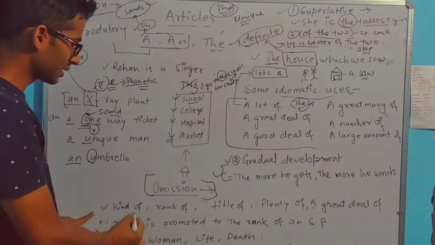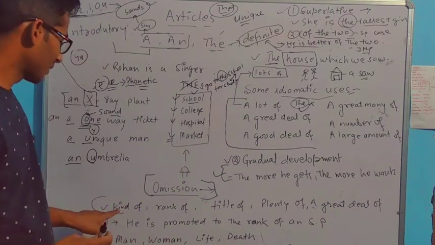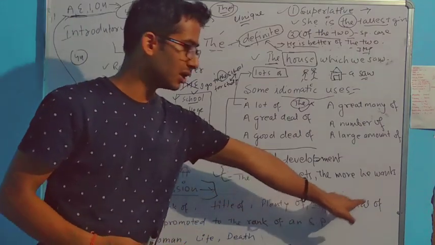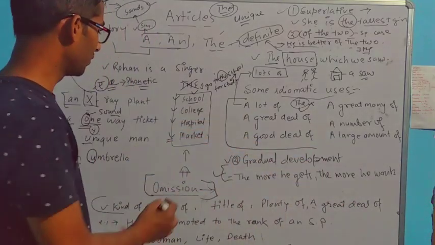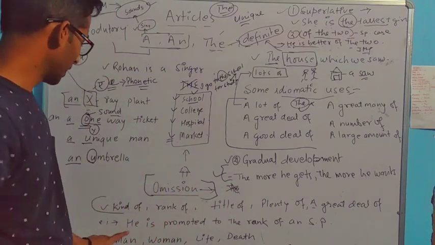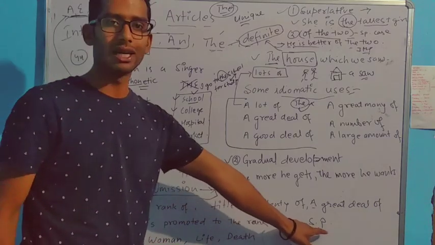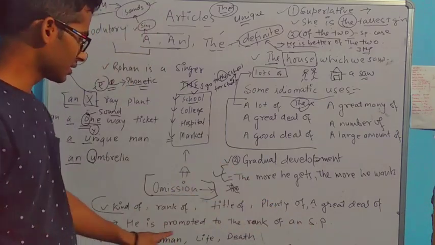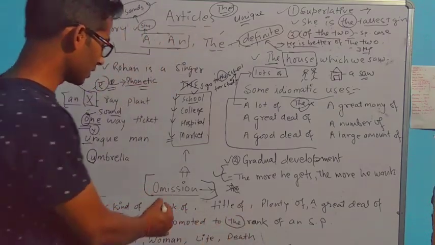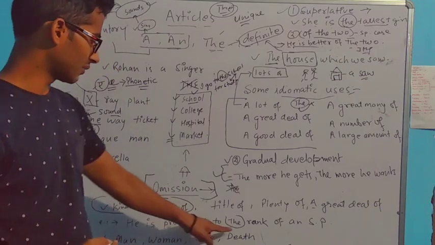Now another one is you need to remember these words where you need to omit the. Kind of, rank of, title of, plenty of, a great deal of. If you get these things, you will not use the. He is promoted to the rank of an SP. He is promoted to the rank of. Because we are using this phrase, rank of, we are not using the.